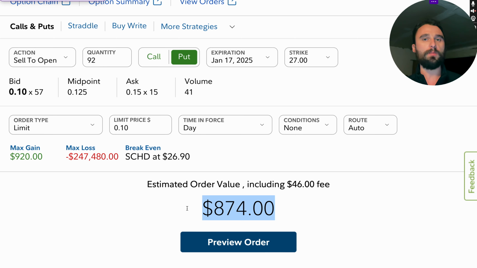Now, that would be a lump sum, right? So that would be maybe assuming you got your shares called away, and then on the covered call side of this, you want to turn around and do a wheel strategy put to get back into your position, right? That could be an example of how this works.